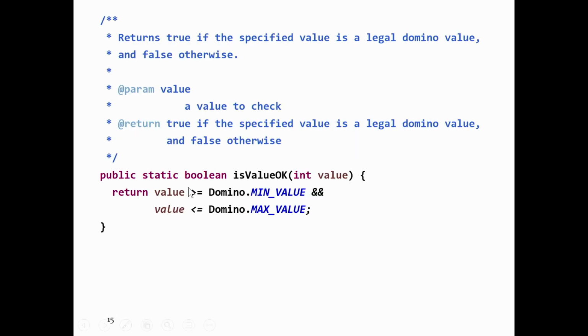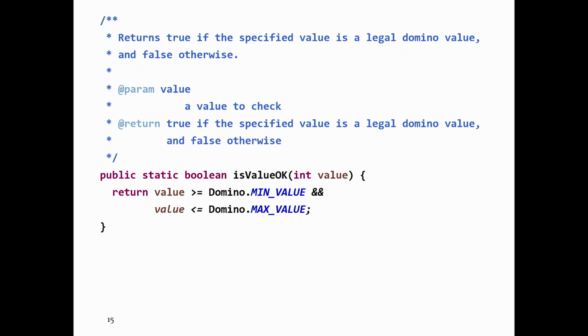So the Domino class has a method called isValueOK. All this does is check if that integer value is between 0 and 6. Now, the method is static because you don't need a Domino object to check if that value is between 0 and 6. In other words, this method is not related to any Domino object in particular, so you can safely make it static.